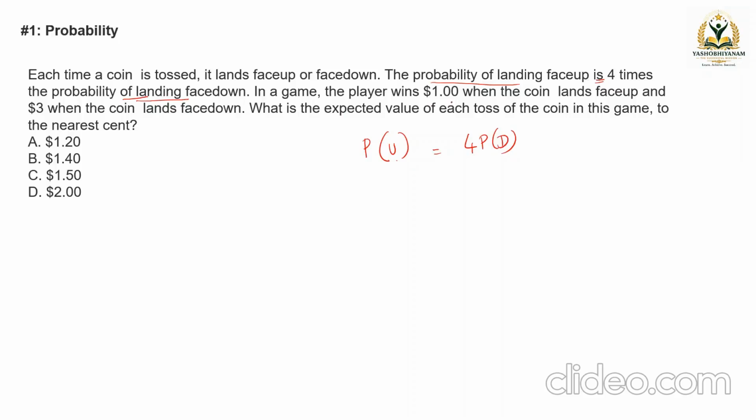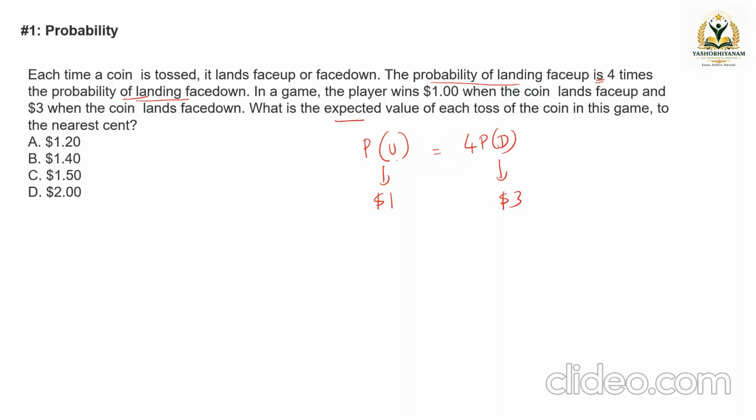In a game, the player wins $1 when the coin lands face up. For this, $1 is the prize the player wins, and gains $3 when the coin lands face down. For this, it's $3. What is the expected value of each toss of the coin in this game?